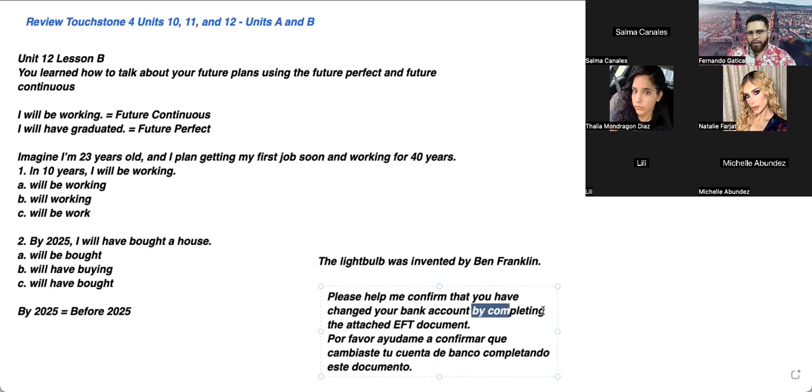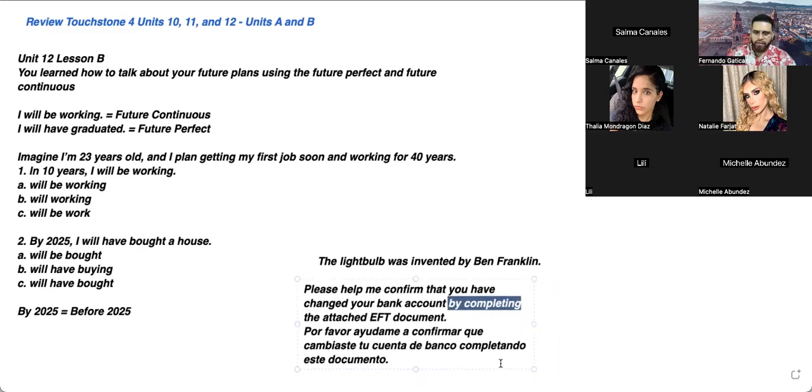So whenever you use by and then a verb ing, es algo que necesitas hacer para lograr lo anterior. Entonces aquí quiere que confirmes que es cambiar tu cuenta de banco y para poder hacerlo necesitas hacer eso by completing the attached ETF. Entonces, no es como un conector en sí, pero es una preposición, pero sí lo veremos en el siguiente nivel. ¿Ok, Salma? In level 5 we will see it. Ese es un presente participio. Cómo usar by con un presente participio para expresar que vas a hacer algo para cumplir con otra cosa. That's a good question. Okay. Bien. All right, cool.